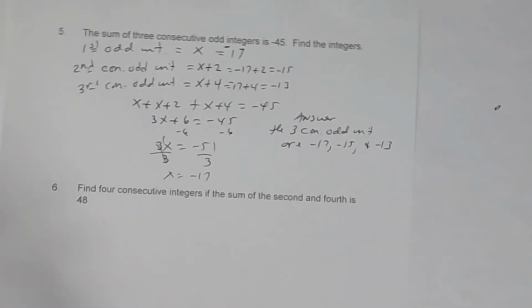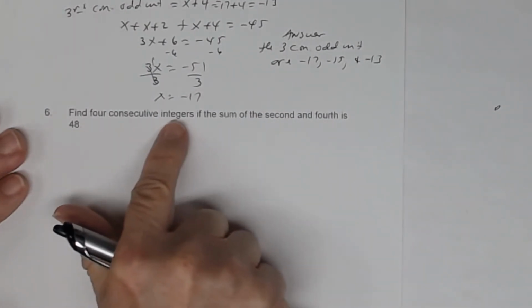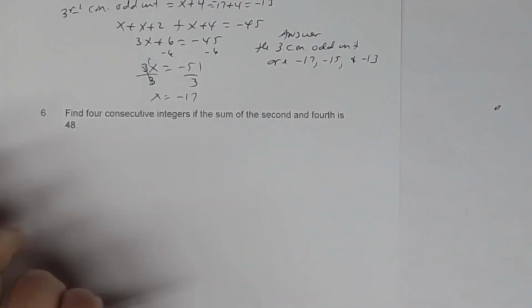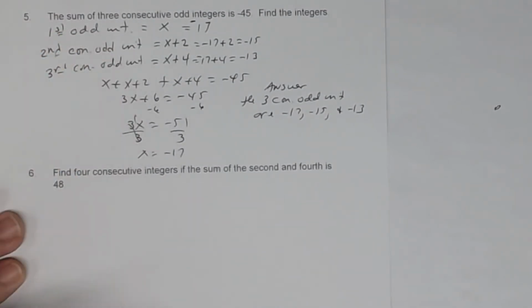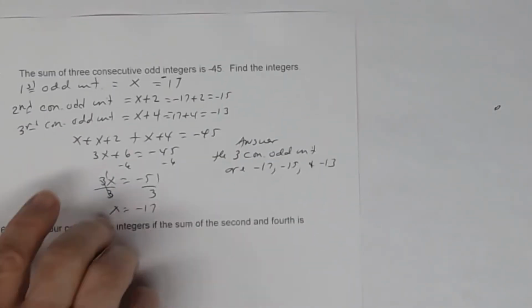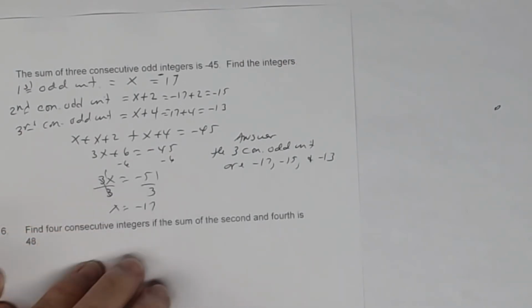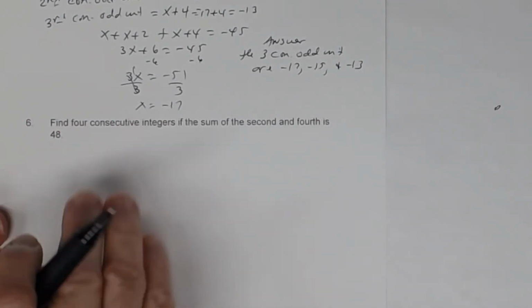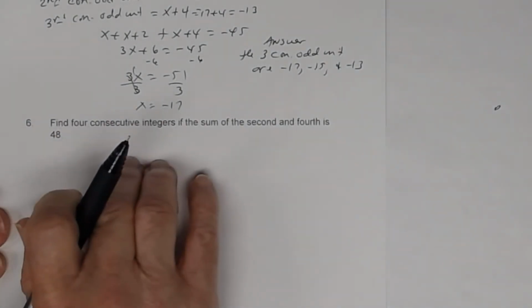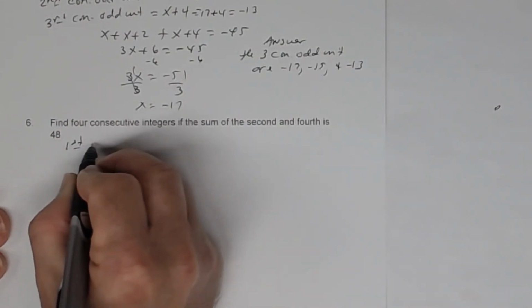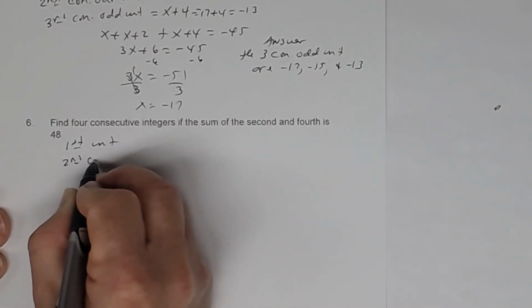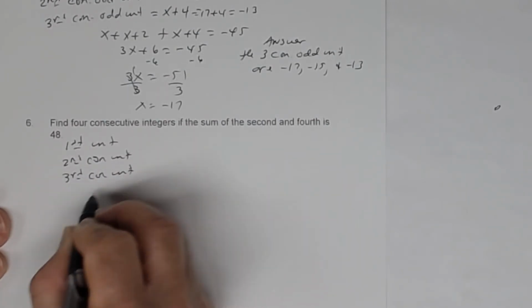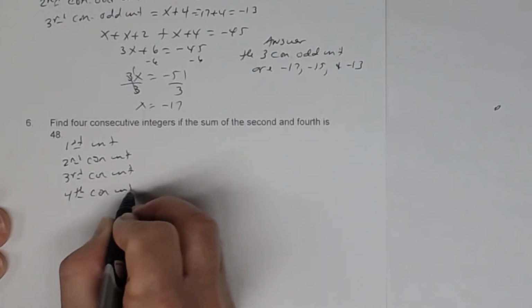All right, number 6: find 4 consecutive integers if the sum of the second and the fourth is 48. Now it's starting to look a little bit different than the others. In all the others, you just added all these together. This is a little bit different, but it's still easy. This time you're talking about 4 consecutive integers. It's not odd, it's not even. First integer, second, third, and fourth consecutive integer.